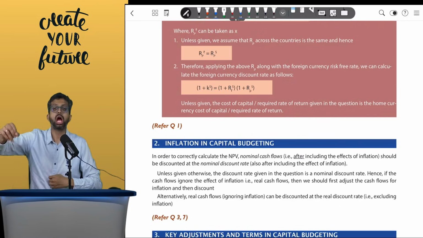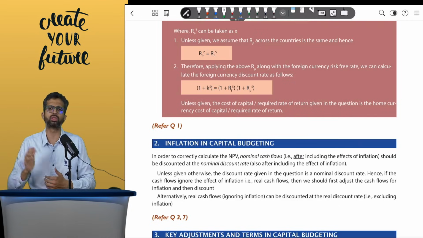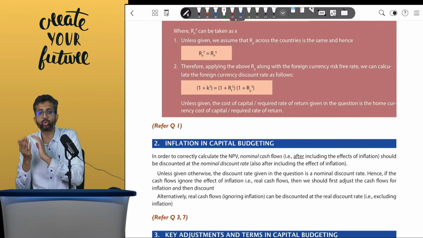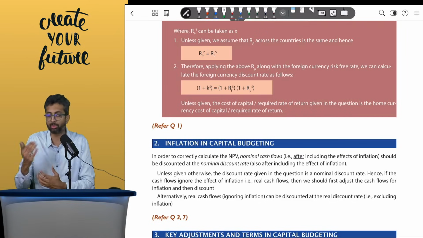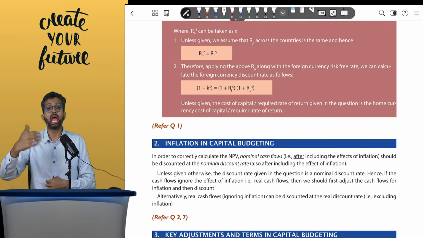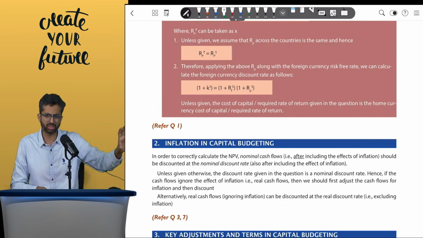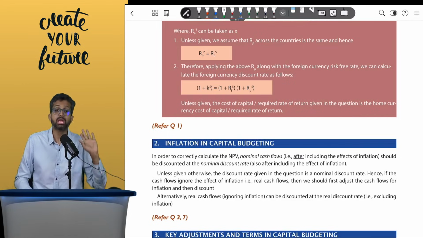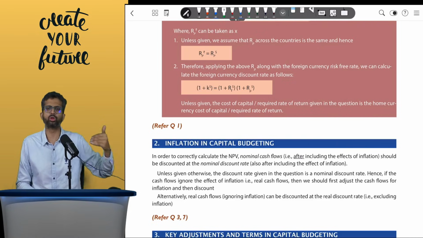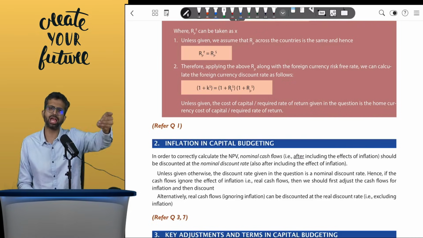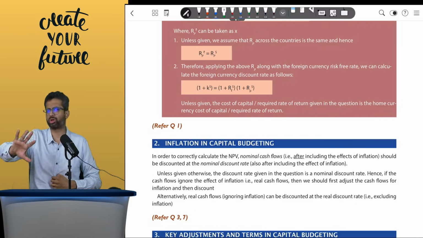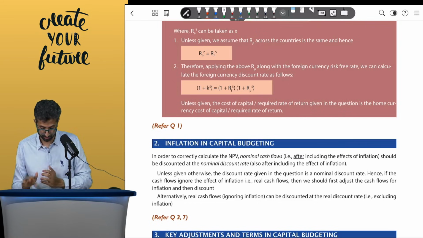adjust for inflation, convert them into nominal cash flows and discount them at the nominal discount rate, or you can convert the nominal discount rate into the real discount rate and discount the real cash flows at the real rate. So basically, real cash flows at the real rate or nominal cash flows at the nominal rate. If nothing is given, you will convert every cash flow into the nominal, that is after inflation, and discount it by the given rate, which is also, unless otherwise given, after inflation.